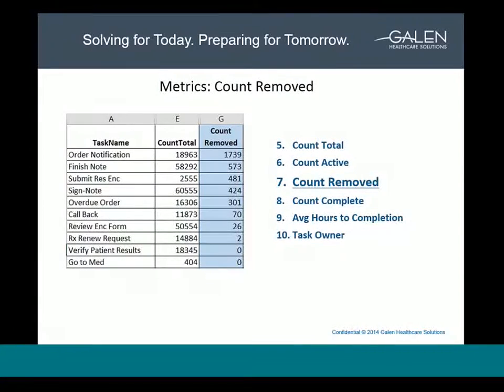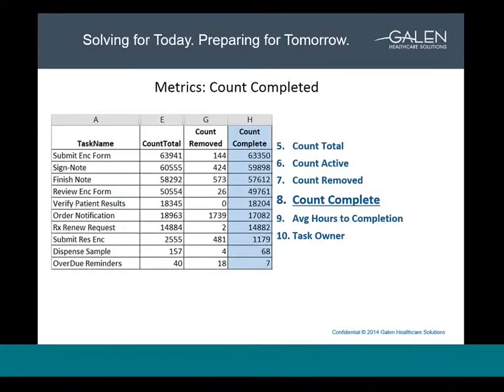In bullet 7, we're looking at the count removed. If the count removed is high, this is usually an indicator that additional training and workflow adjustments are required. Generally, a high removed total occurs when users are clicking the remove button on tasks that autocomplete once the proper workflow has been finished. For example, a sign note task auto-completes once the user has signed off on their documentation. If there's a high number of sign note tasks that have been removed, there's probably a large number of notes that require provider sign-off.